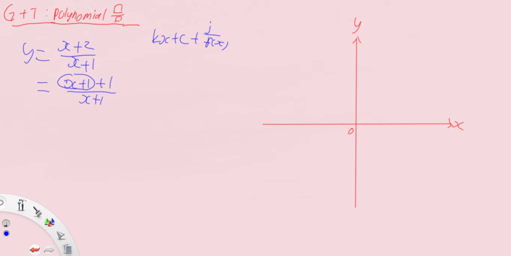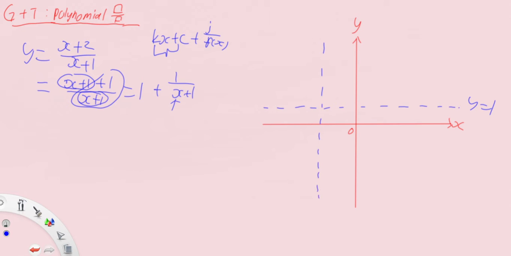So I get x plus 1 here, x plus 1 here. This will give me 1. Now I get plus 1 over x plus 1. And continuing in this fashion, this will be our asymptote. So we have y equals 1 as our horizontal asymptote. Then we have x equals minus 1 as our vertical asymptote. Now we just need to draw the graph.